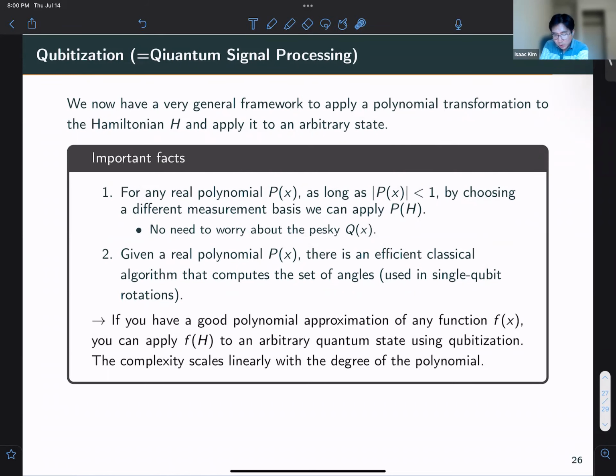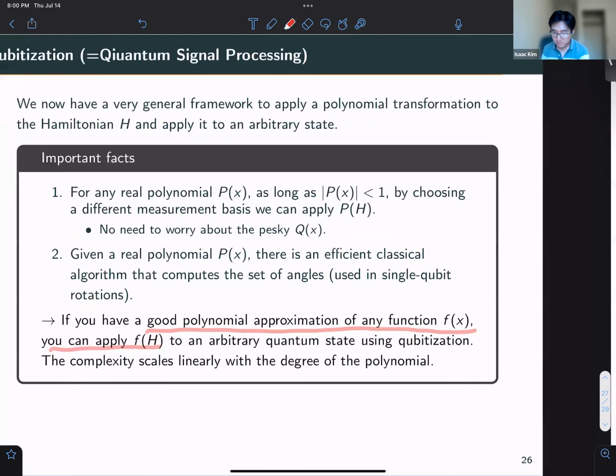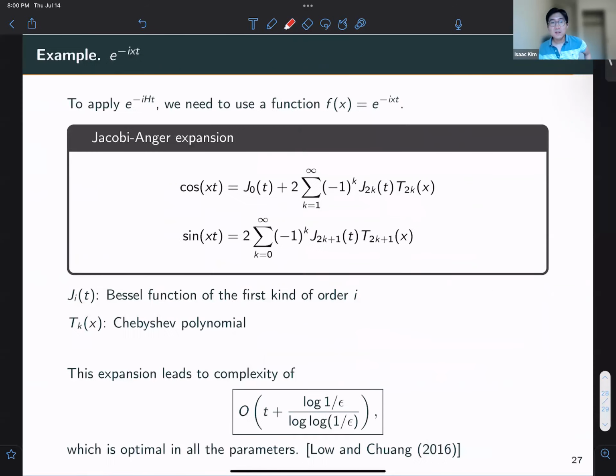So if you have a good polynomial approximation, this is the real important part. If you have a good polynomial approximation of any function that you want to apply to your quantum state, let's say f of H, then you're in game to use the qubitization. And this application of qubitization is not just confined to Hamiltonian simulation, but this is one such example. So to be concrete, let me show you how this works.